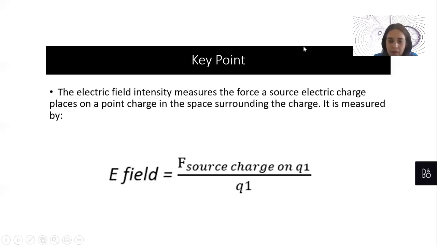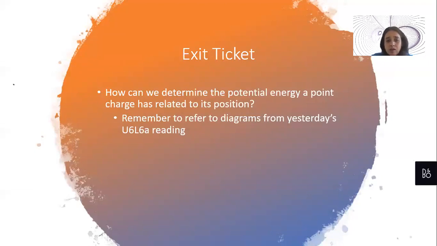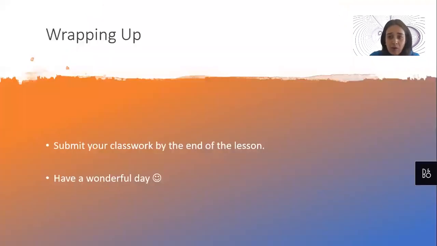Okay, scholars, welcome back. Let us carry on with our exit ticket. So this is where we're going to need yesterday's reading. So our exit ticket is asking us, how can we determine the potential energy a point charge has related to its position? So remember to refer to your diagrams from yesterday and also connect it to electric position within an electric field that we learned from today's lesson. Okay, that's all. Once you're done with your exit ticket, that will be all for today.